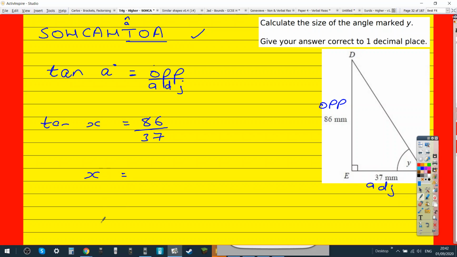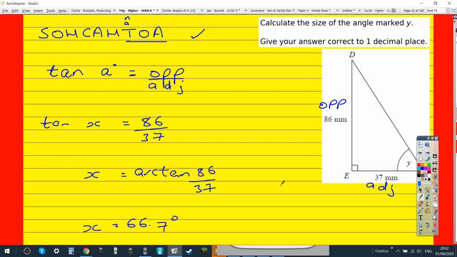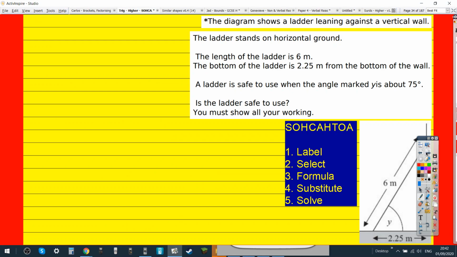Okay, so then now it will be arctangent. Arctangent 86 over 37. And that is 66.7. 66.7 degrees. So that angle is 66.7 degrees. Well done, 3 marker. Great. Any questions about that? No. This is going well. That's fine.